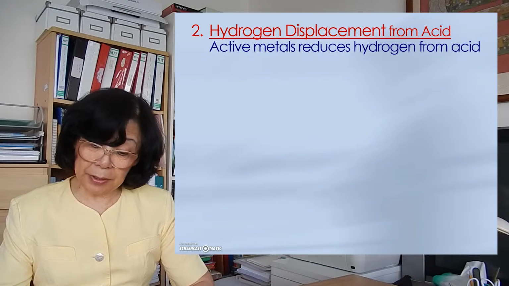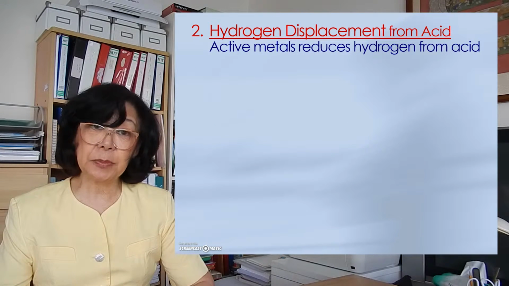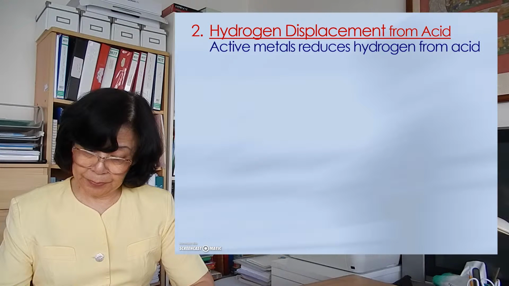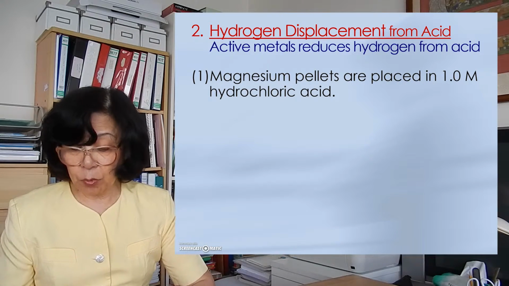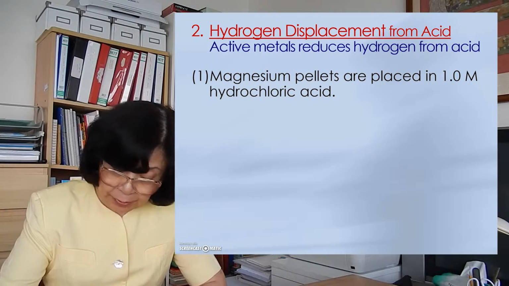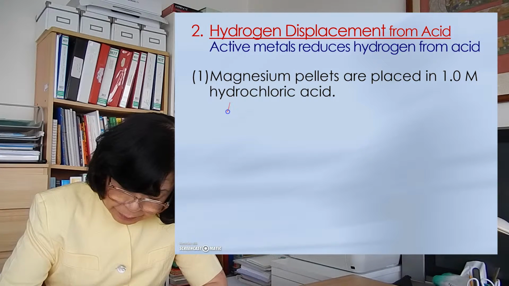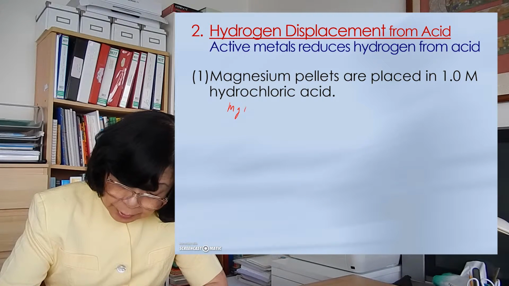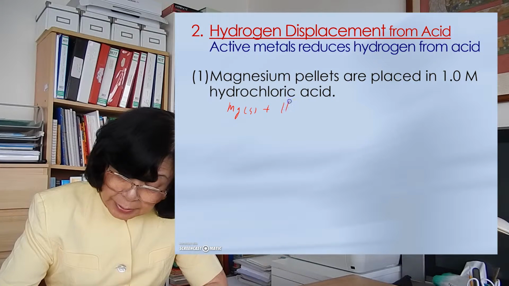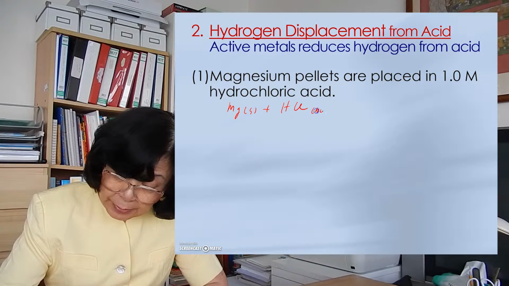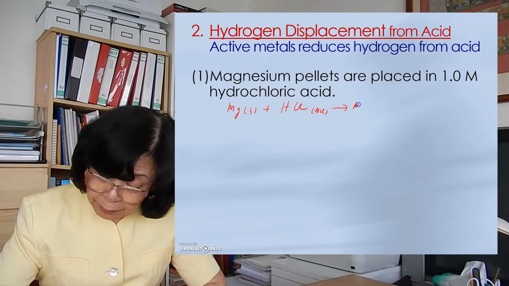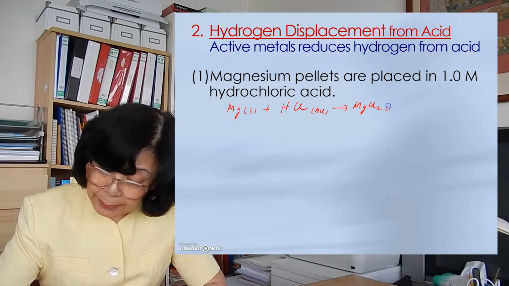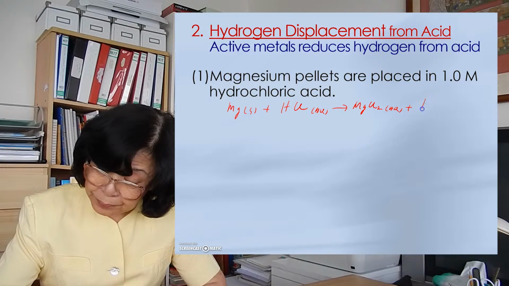Now the next category has to do with hydrogen displacement from acid. That involves an active metal reducing hydrogen from acid. The first one, magnesium pellets are placed in 1 molar hydrochloric acid. So we put magnesium pellet into hydrochloric acid, aqueous, and magnesium displaces hydrogen to form magnesium chloride solution and hydrogen gas.